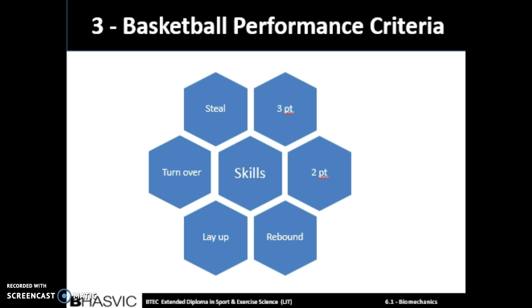So they might miss dribble and drop the ball, so the opposition team is able to take it. And something that's slightly similar is a steal. So this is when the ball is taken from the opposition team. So you're allowed to grab the ball out of their hand as long as you don't make contact with them.